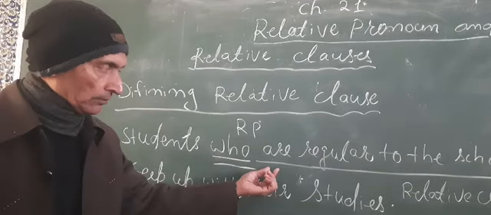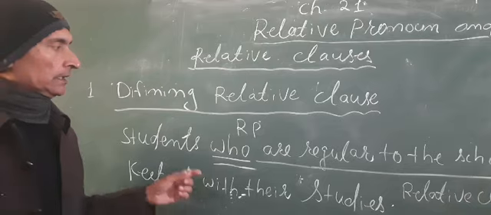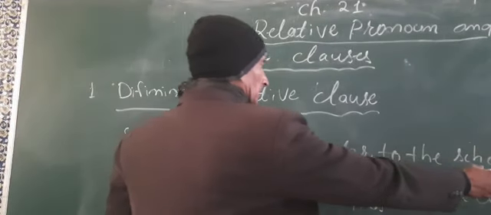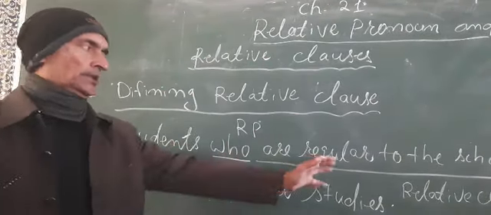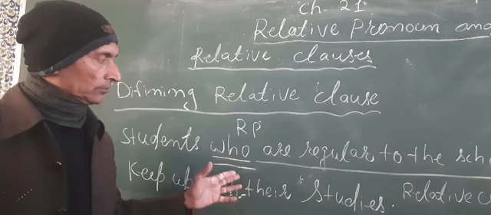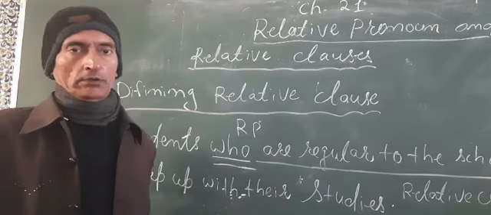So the relative clause is introduced by a relative pronoun, and it is called a defining relative clause because this relative clause is very essential to the sentence. If we rub this clause from the blackboard, the meaning will not be completed. So this is called defining relative clause. Okay, students?